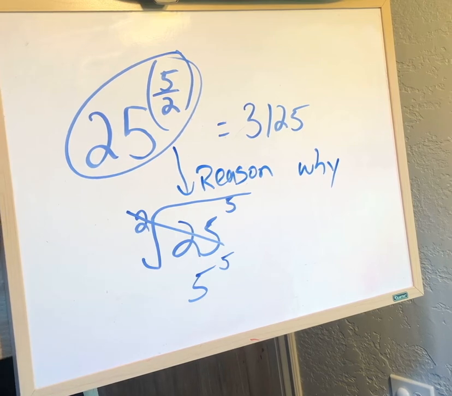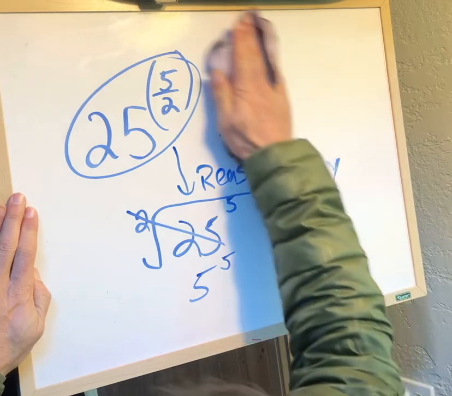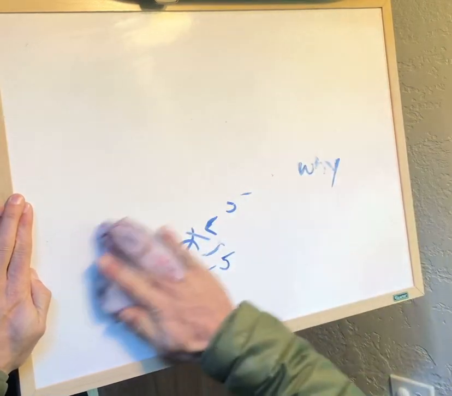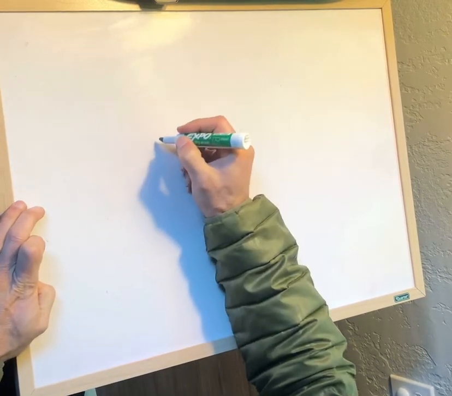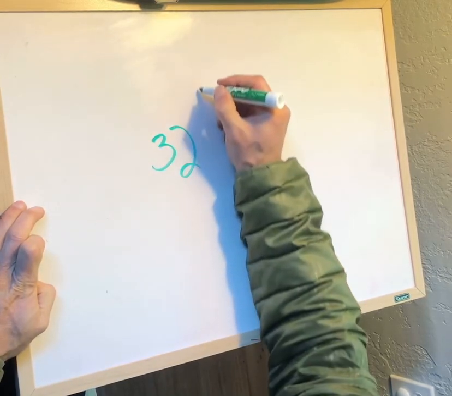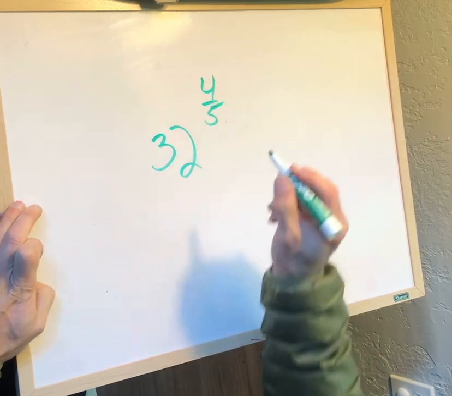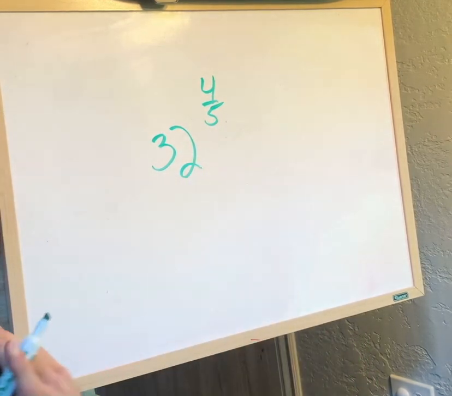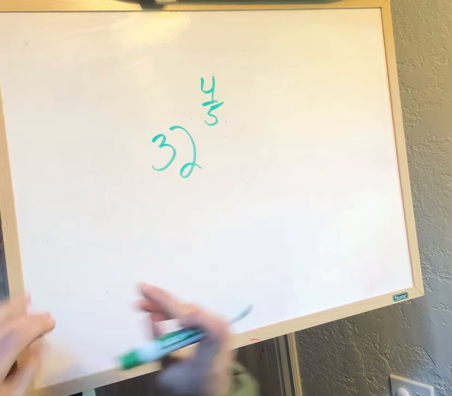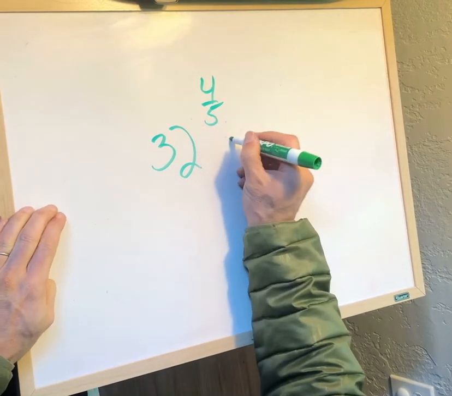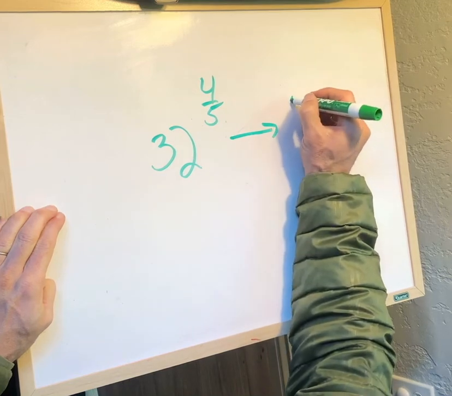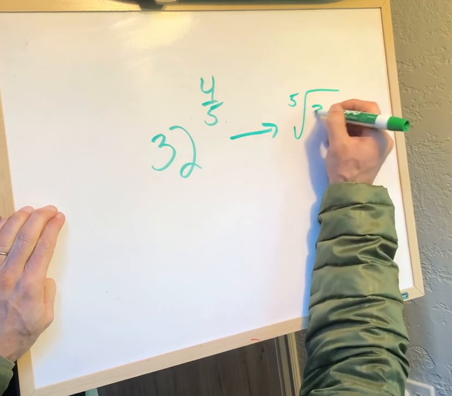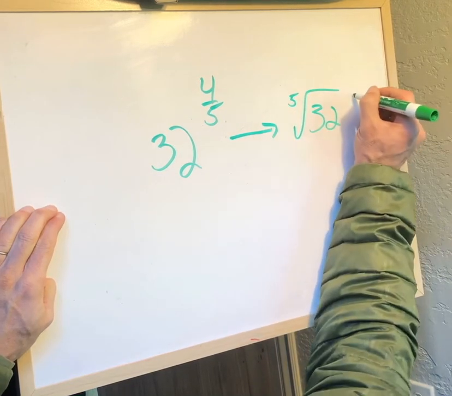Okay, ladies and gentlemen, the very last question. Let's see if you can do this without a calculator. 32 raised to the 4/5 power. Pause the video and see if you can do this. Okay, if you paused it, you should have done this. 32 to the 4/5 power is the same thing as the 5th root of 32, whatever that answer is, to the 4th power.